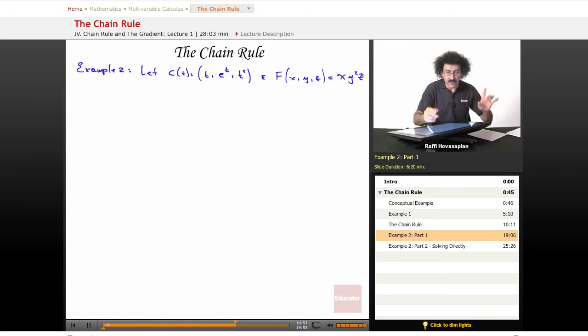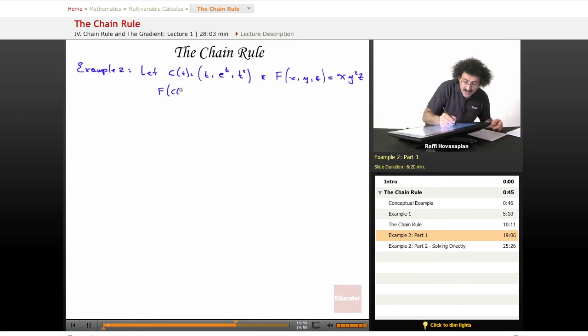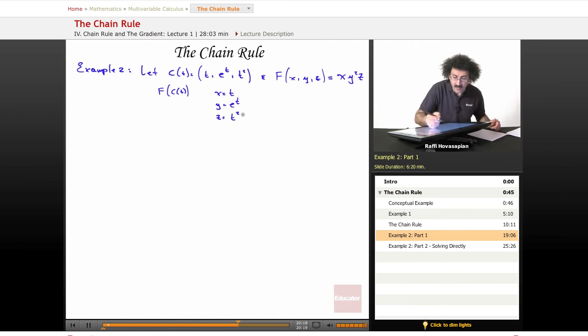Okay, so first of all, let's talk about what's going on here. We're going to form the composite function. We're going to be forming f of c of t. That's what we're going to be doing. Well, f of c of t, x, y, z, in this case, x is this thing, t. Y is this thing, e to the t. It's the second. And z is this, t squared. Let's write everything out.